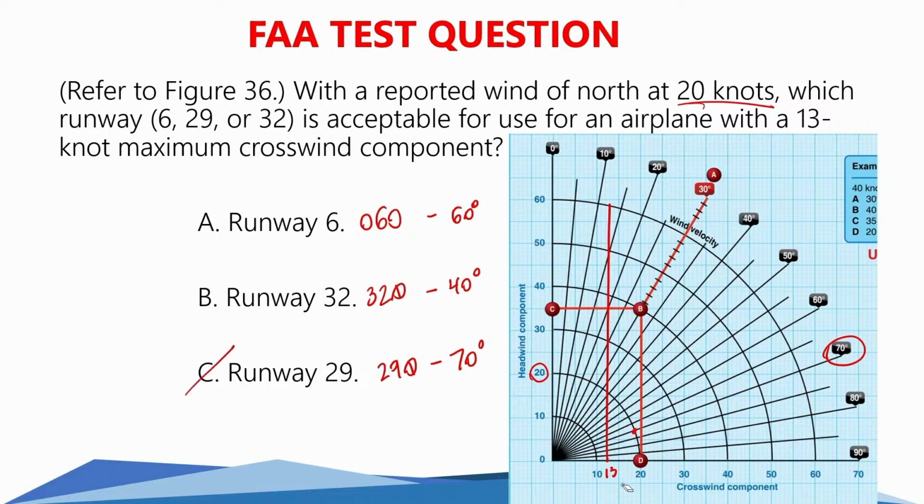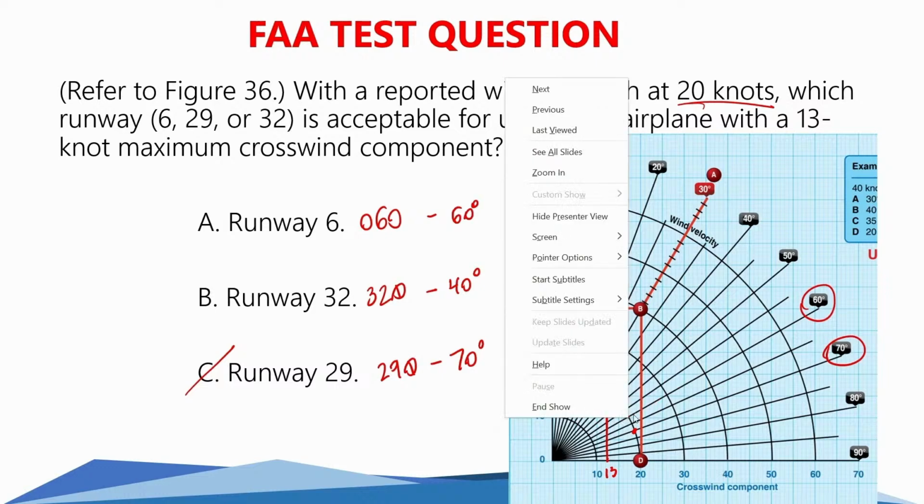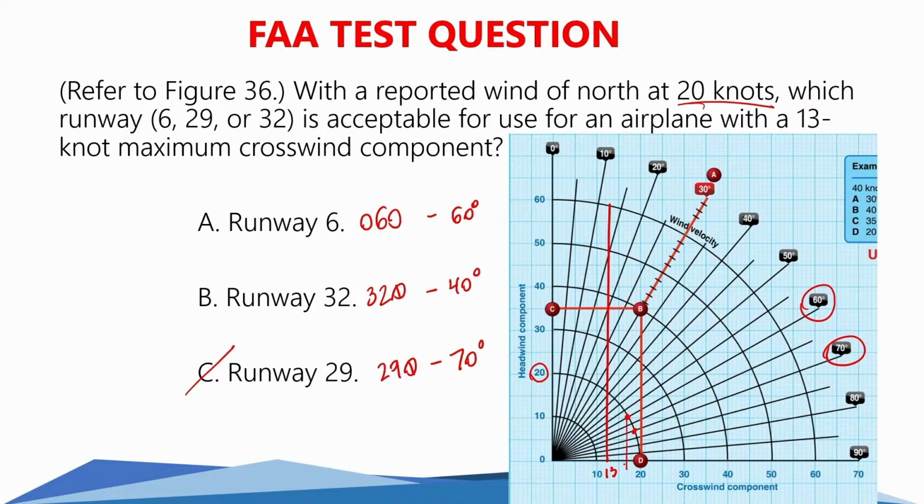Doing the exact same thing, I'm going to go with runway 6, which is 60 degrees off. I'm going to follow that 60 degree line all the way down until it hits the 20, which is there. That's a little bit better, but once again, it's still exceeding 13 if I draw that line down. So we could see for runway 6, maybe about a 17 knot crosswind. For runway 29, you're looking at maybe an 18 knot crosswind-ish.